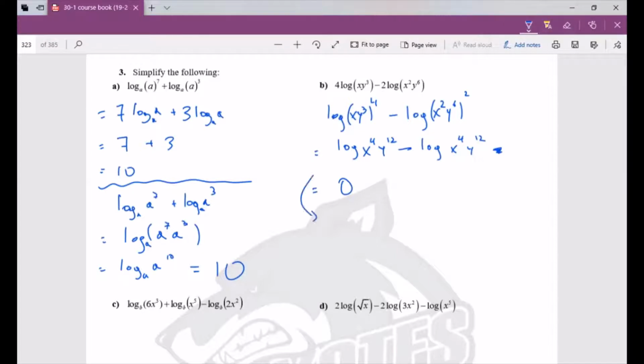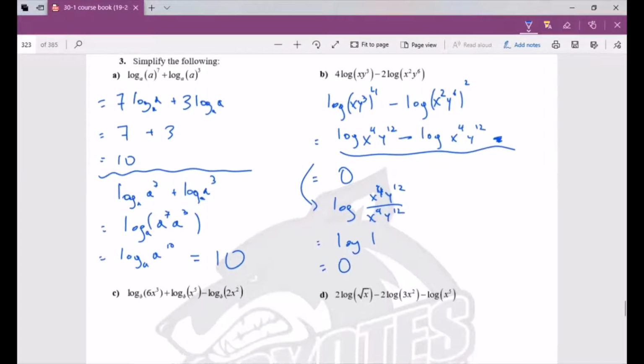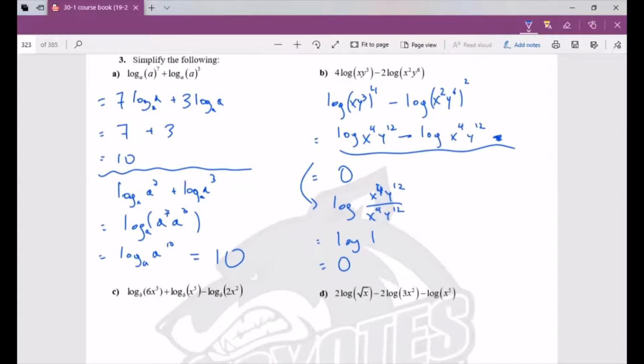Another way of showing that it's equal to 0 is we could use our logarithm laws. Maybe a couple more steps, but we could change the subtraction into a quotient. And now we have the logarithm of x to the 4 y to the 12 over x to the 4 y to the 12. Anything divided by itself is just 1, and this is now equal to the logarithm of 1, which is 0. So either way it works.